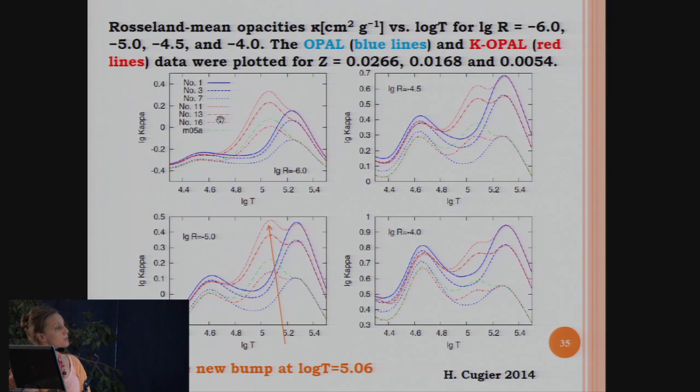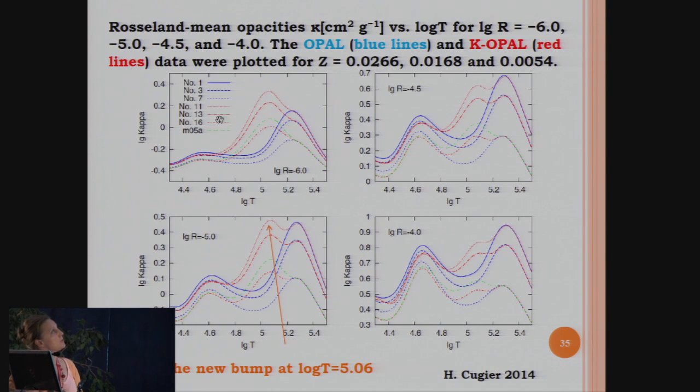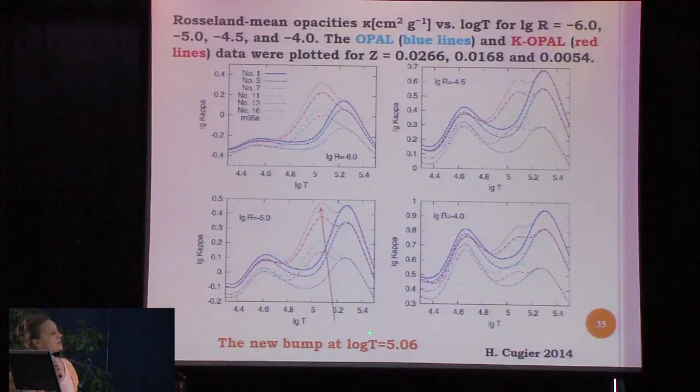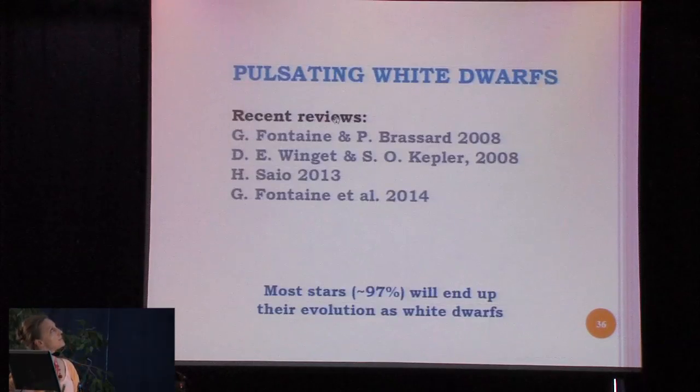And in this new opacity data by Sugier, he found a new bump at effective logarithm of temperature equal 5.06. So maybe this new opacity bump will solve at least some of the problems.